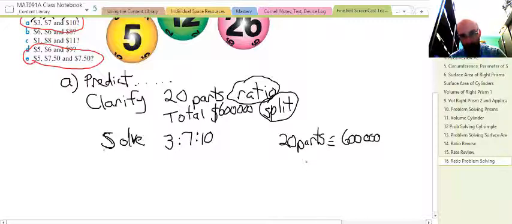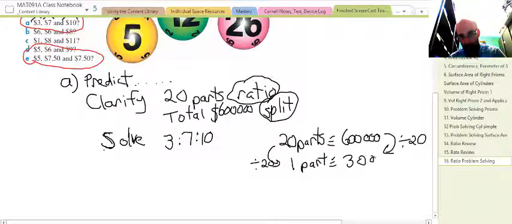Using the unitary method, remember that, the unitary method, 1 part is equivalent to how many dollars? So we have to divide by 20, and to come up with an equivalent ratio, we have to divide that by 20. So 600,000 divided by 20, 600,000 divided by 2 is 300,000, divided by 10 is 30,000. So 1 part is $30,000.